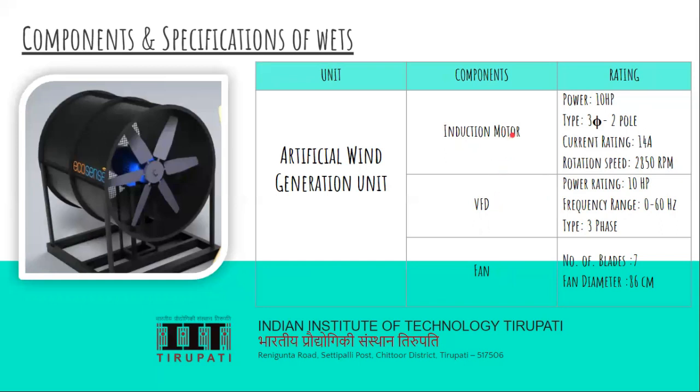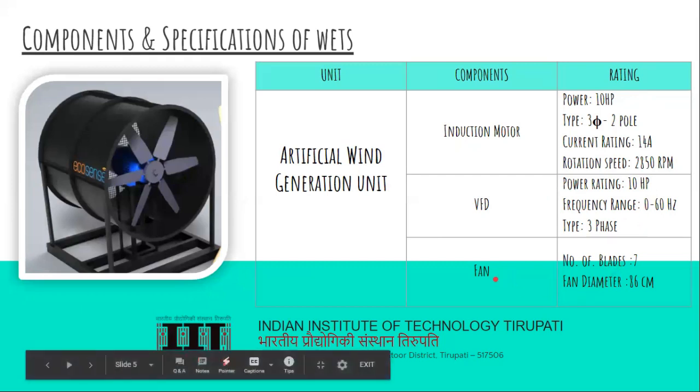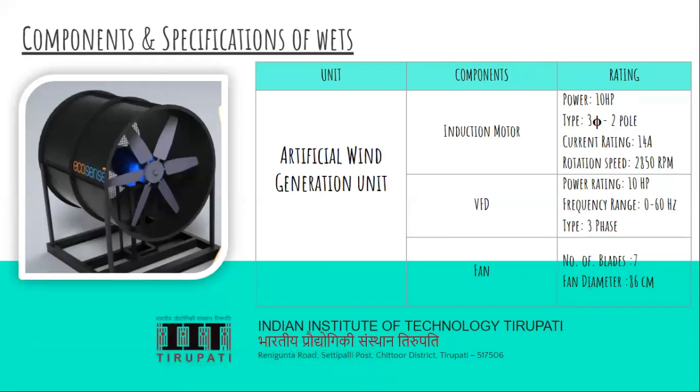This induction motor is 3 phase and has 2 poles. As the number of poles is reduced, the speed can be varied at a higher rating. The rotating speed is 2850 rpm. The current rating is 14 ampere and its power rating is also 10 HP. That's why we have chosen a variable frequency drive with an equal power rating of 10 HP. By using the induction motor, rotary motion can be developed, and by using the fan, we can produce the artificial wind. The fan diameter is 86 centimeters and it has 7 blades.